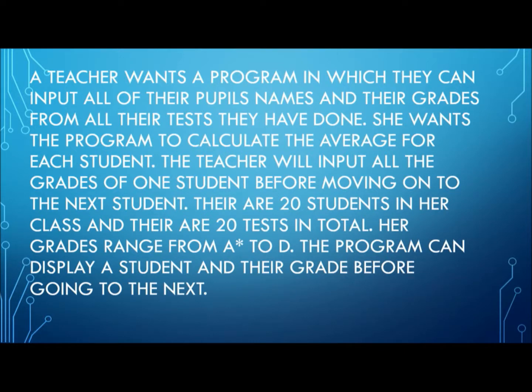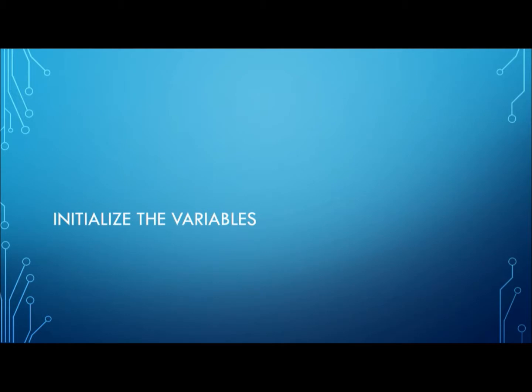She wants the program to calculate the average for each student. The teacher will input all of the grades of one student before moving on to the next student. There are 20 students in her class and there are 20 tests in total. The grades range from A star to D. The program can display the student and their grade before going to the next.